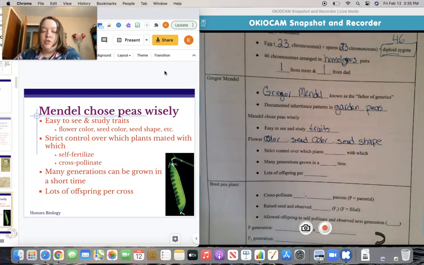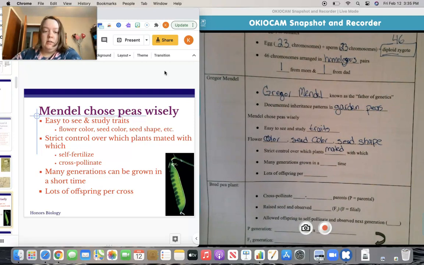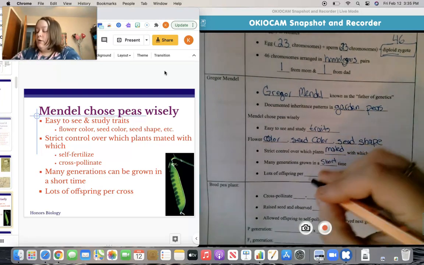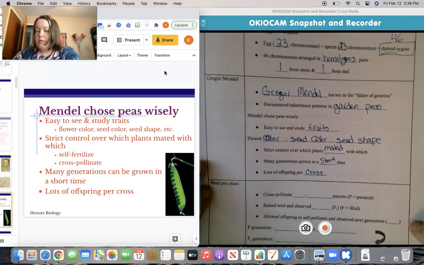Not only that, but he had strict control of which plants mated together. So he knew the genetics of the parents, and then he could analyze the genetics of the offspring, which gave him the optimum amount of data and control in his experiments. Pea plants, since they are plants, also have many generations in a very short period of time, and you get many offspring for every single cross that you do, which means he could look at lots of offspring and lots of generations in a very short period of time, giving him lots of data and the ability to study trends over generations, which was very helpful.